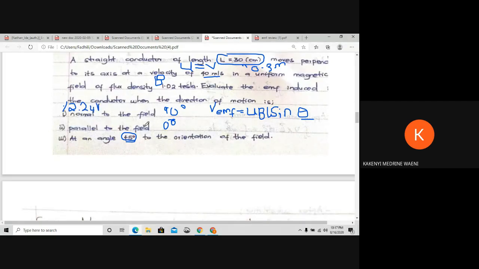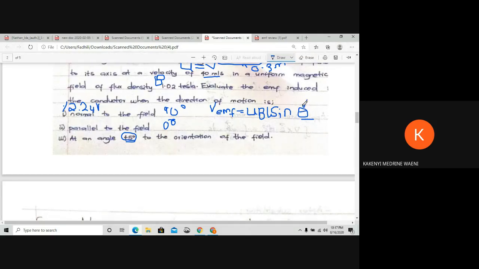And parallel to the field is the same thing, but theta now changes to 0 degrees, and sine 0 is 0, so it will be 0. And at an angle of 45 to the orientation of the field, you input 45 here, you get 8.65.